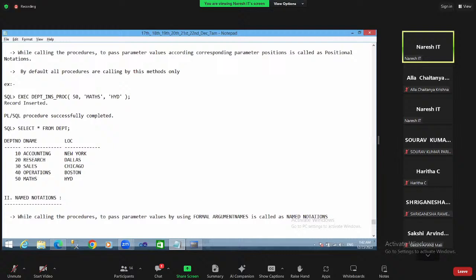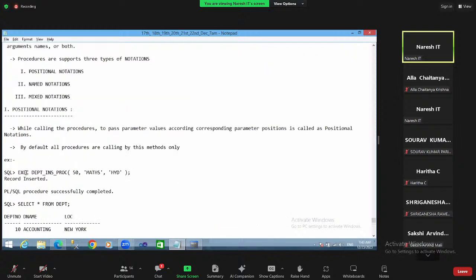What's the meaning of formal arguments? Generally, while calling, not only here, if you take C language or C++ or any language, if you are calling a function, at the time of calling, the input data you are passing is called actual parameters. What you are passing as inputs, those inputs are received by some arguments. That we can call formal arguments.